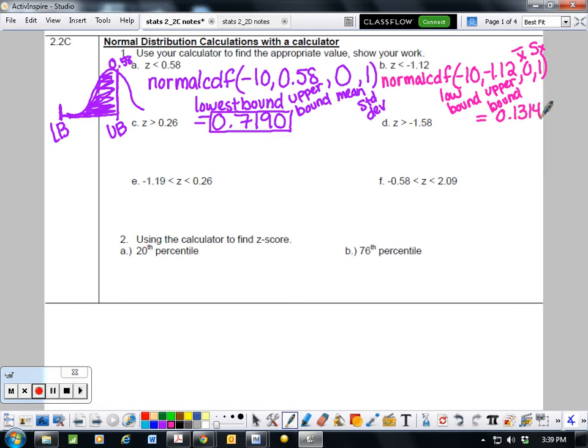Okay, so now if we're going to do greater than, so when I look at that curve, and we should be drawing curves for them all, but there's not a lot of room to write here. So I want greater than 0.26. So I'm going to draw my line at 0.26, and I want to shade above. So now I'm still using a normal CDF, but now the lower bound of my shading has changed. The lowest I want is at 0.26.